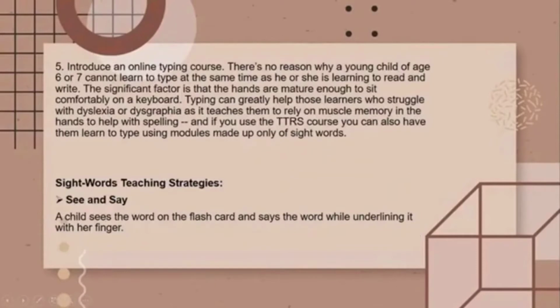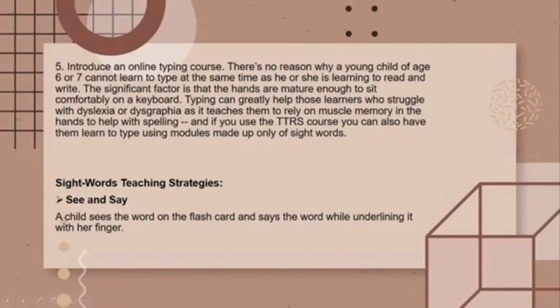And number 5, introduce an online typing course. There's no reason why a young child of age 6 or 7 cannot learn to type at the same time as he or she is learning to read and write. The significant factor is that the hands are mature enough to sit comfortably on a keyboard. Typing can greatly help those learners who struggle with dyslexia or dysgraphia, as it teaches them to rely on muscle memory and the hands to help with spelling. And if you use the TTRS course, you can also have them learn to type using modules made up only of sight words.